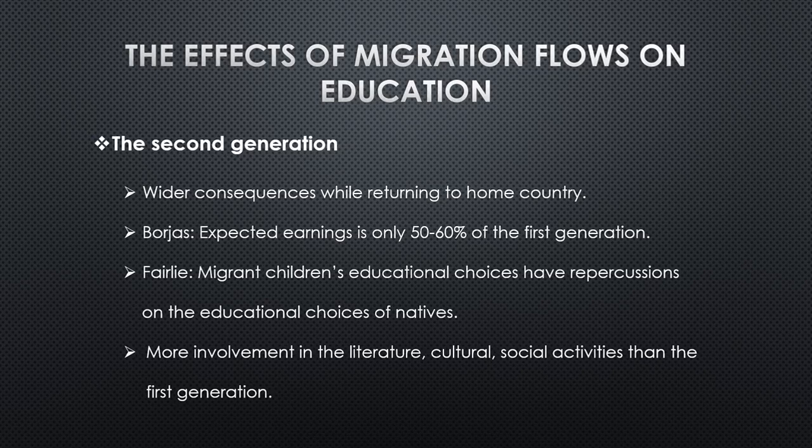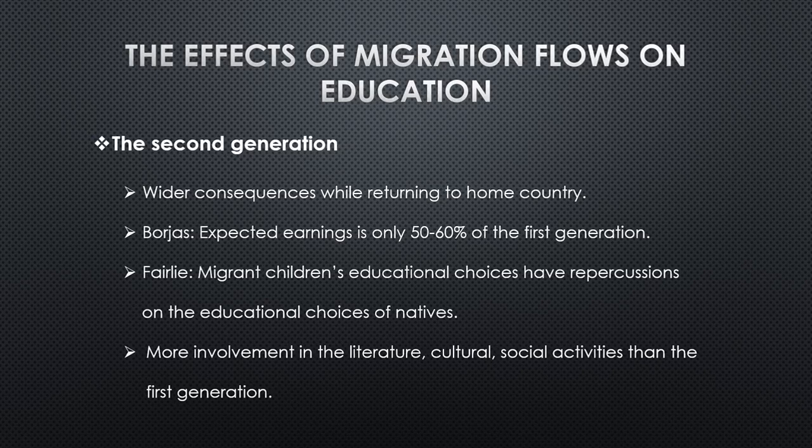In the second generation, as we all know, the migrants remain in the host country for a considerable amount of time, whereas their children may spend their entire childhood in the host country. This will create wider consequences while returning to the home country. They may be incompatible with the educational system, making educational decisions along the way.